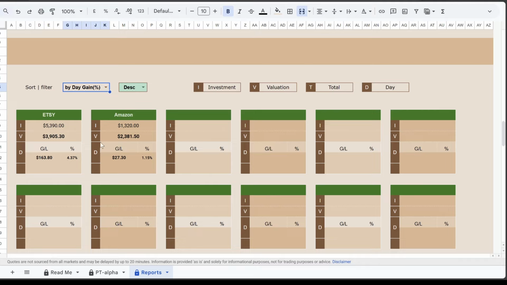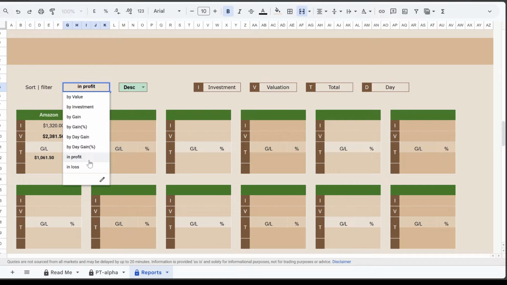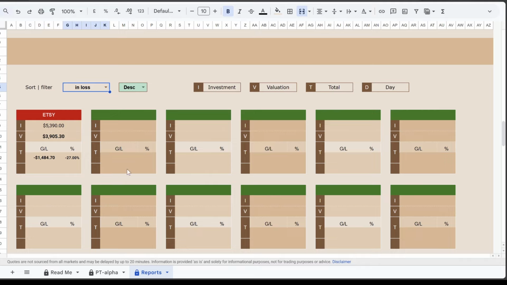Next, we can apply filters. Let us say I want to see all my stocks which are in profit or in loss. Let's move back to sort by gain only.